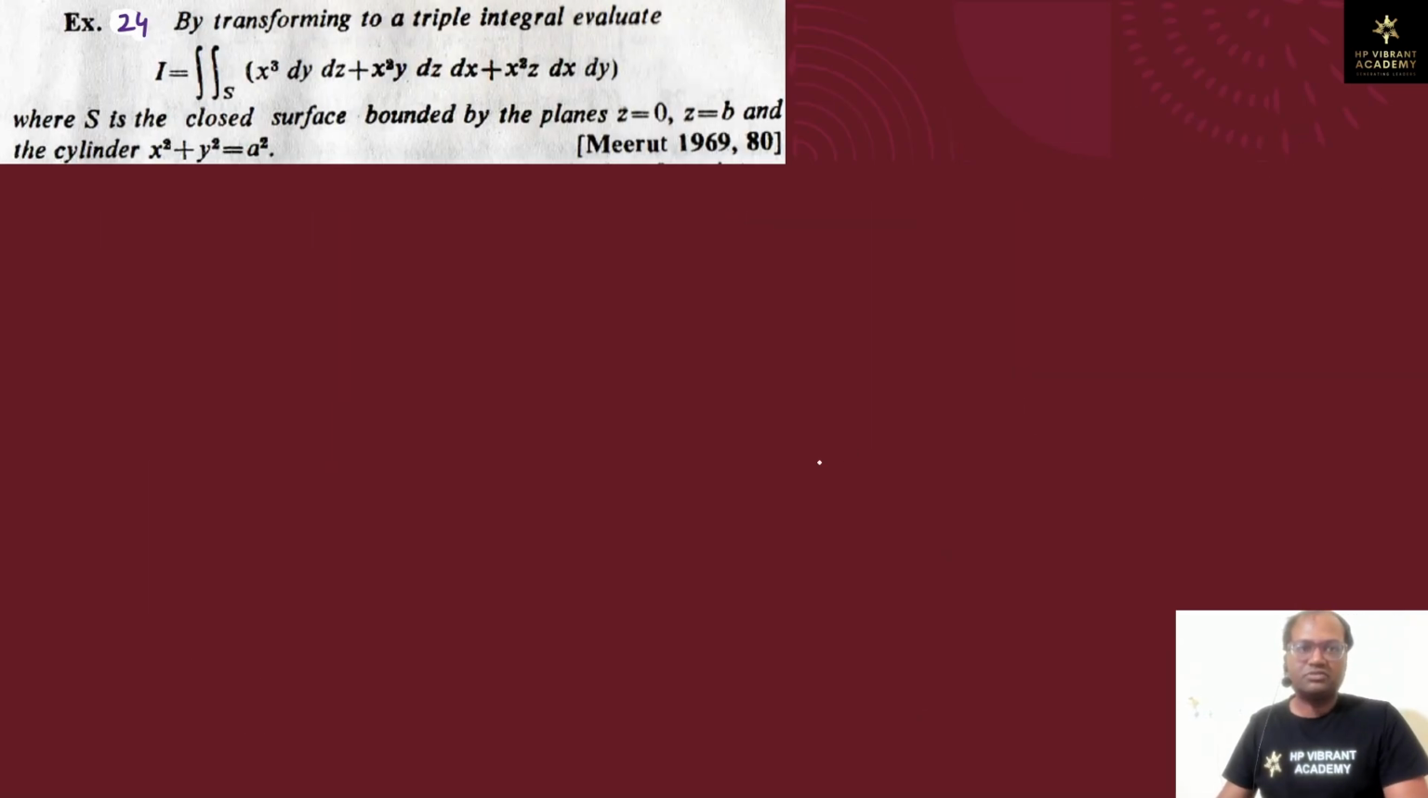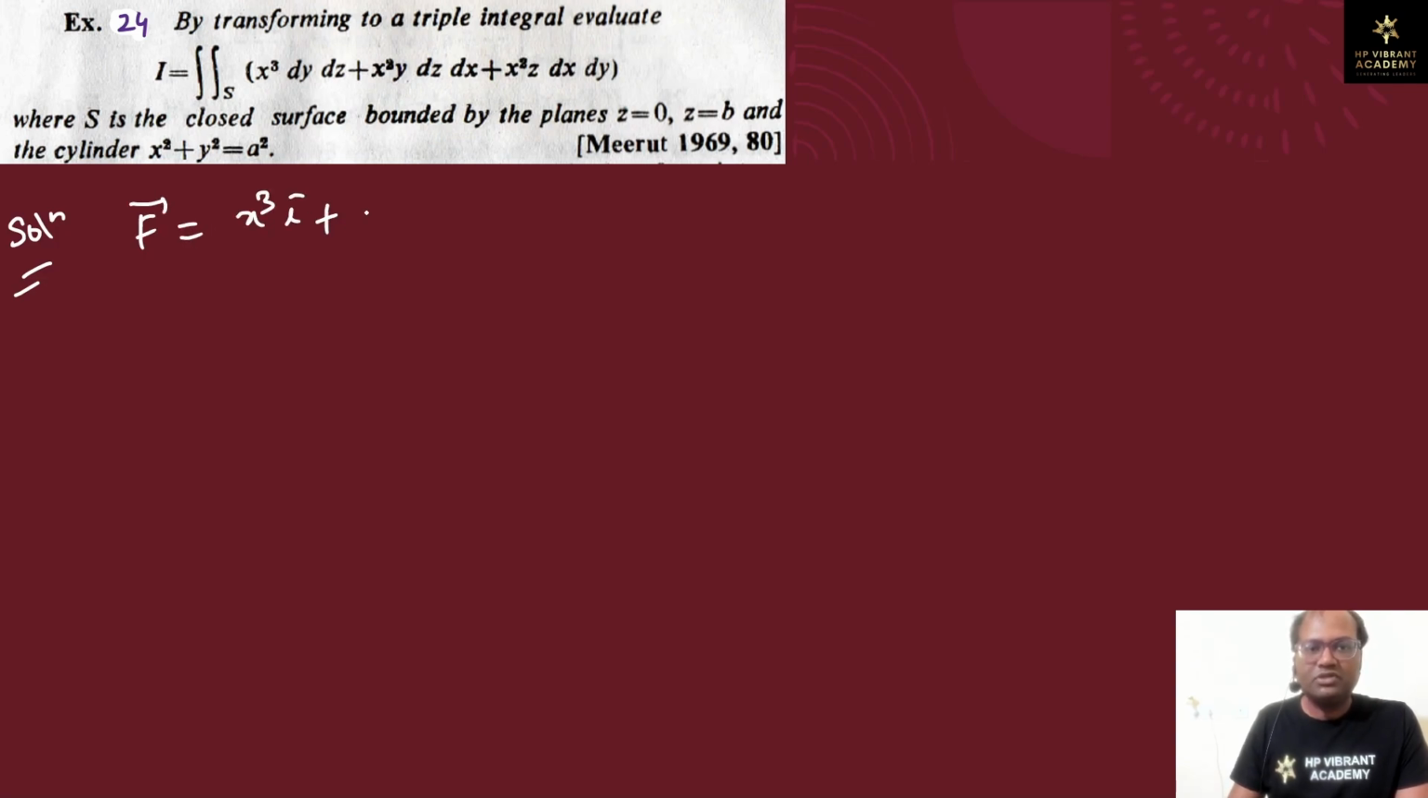Now let us discuss question number 24, how we can solve this. By transforming into a triple integral, evaluate the value of this particular expression. Comparing this with the Gauss divergence theorem, we have the value of f as f is equal to x cube i cap plus x square y j cap plus x square z k cap. And S is a closed surface bounded by the plane z is equal to 0, z is equal to b and the cylinder. Let us draw the cylinder like this.